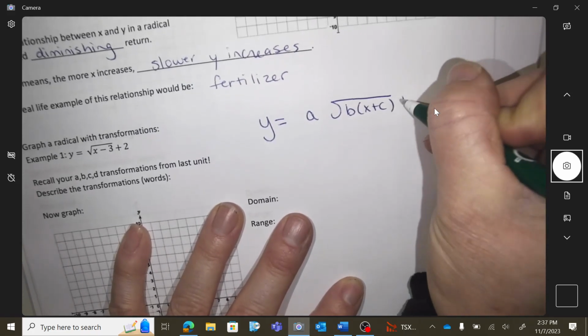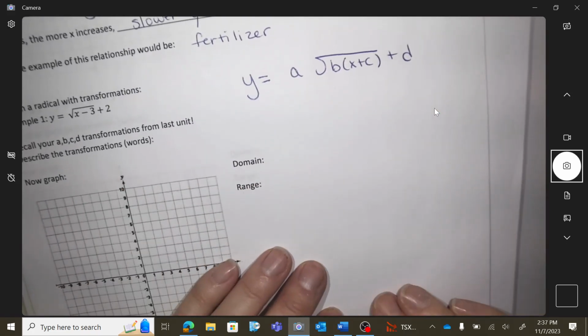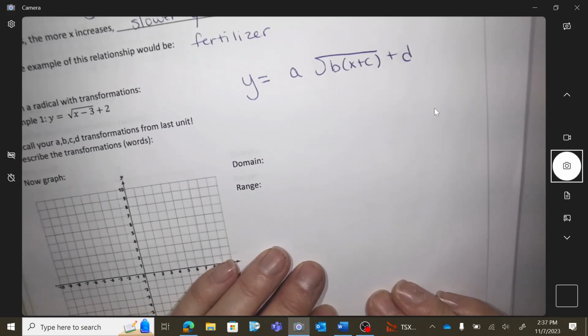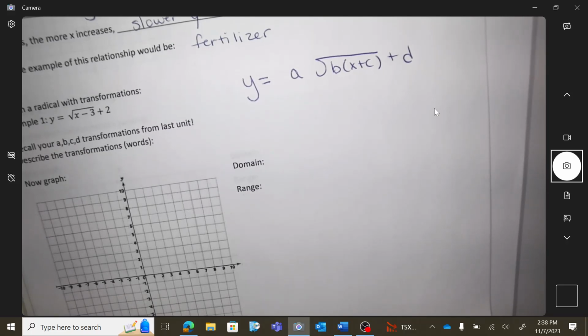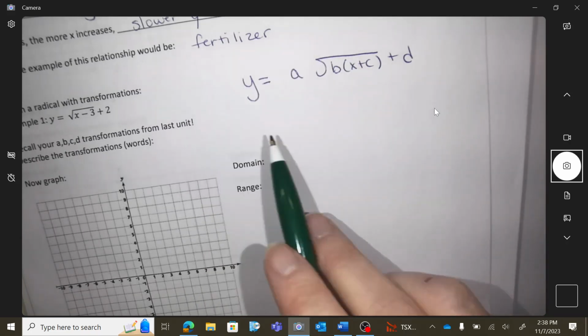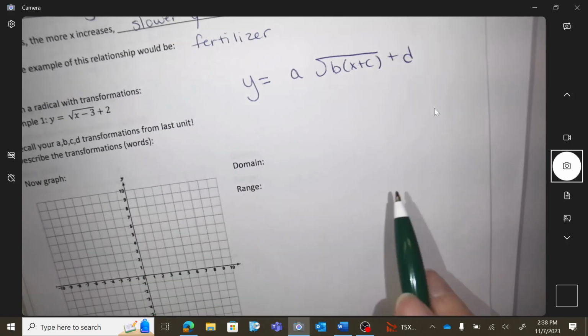Now here's how I can apply an A, B, C, or D. So I took the square root function and I placed, where would I put an A? I'd put it in front of the function. A B I put in front of the x. Does that make sense? Where I'm putting them.